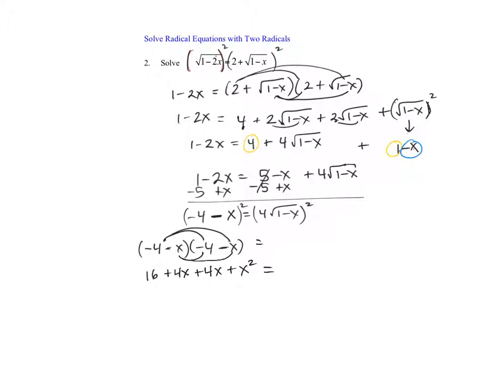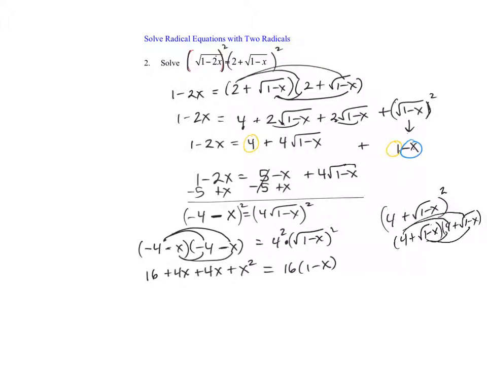And here I get to just square both the 4 and the 1 minus x. So I would get 16 times 1 minus x. Notice that because this is multiplication, I square both. If this had been addition, it would have squared out a little bit differently, where I would have needed to distribute the 4 to both and then the square root of 1 minus the square root of 1 minus x to both. So if there's addition, you need to distribute. If there's multiplication, we don't need to worry about that.